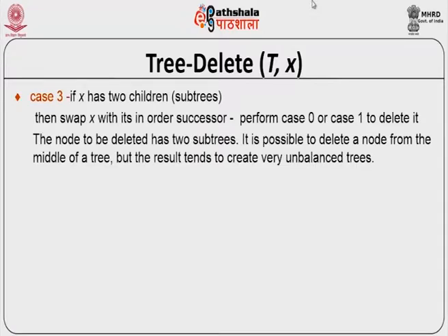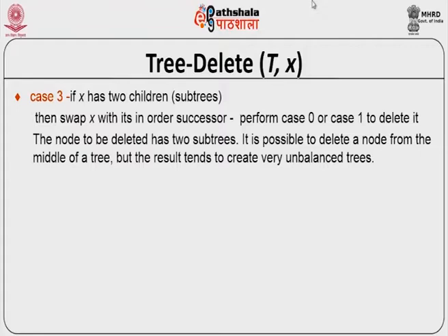Then you have case 3, it has 2 children. Then what you have to do is you have to swap x or replace x with the in order successor. We are coming back to successor. So, when you do that, you will end up with the case of either 0 children or 1 child. The in order successor can never have a left child, as I told you. So, it can have maximum only 1 right child. So, both are the simple cases.